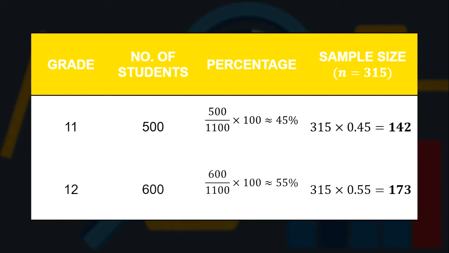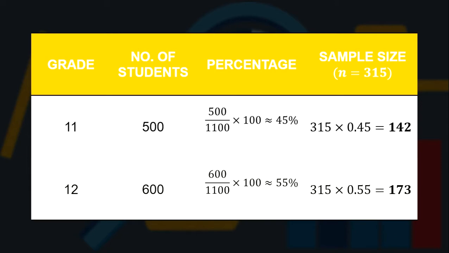So for this discussion, we're not going to solve the sample size. So let's say we have here 315 as our sample size. So as you can see here, we have 500 students for grade 11 and 600 students for grade 12. To identify the number of students, all we need to do is to divide that number of students over the population, which is 500 over 1,100. So that's approximately 45%. And 600 students over 1,100, that's approximately 55% of the students.